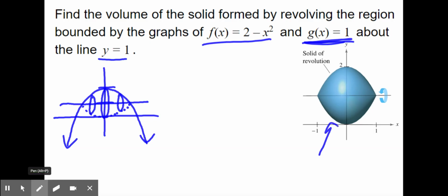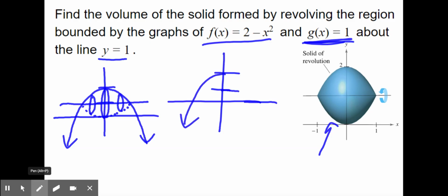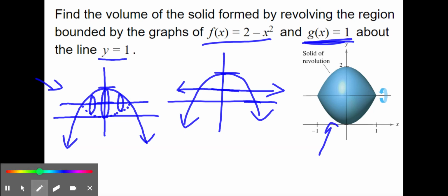But remember, I don't need you to draw the whole reflection thing. What I would like to see when I am looking at your test is that you have drawn your region. So you drew 2 minus x squared, you drew y equals 1, and you draw your radius. That's what I want to see. So again, I don't need to see this guy on the left. What I want to see is your region, and now I'm going to draw my radius.